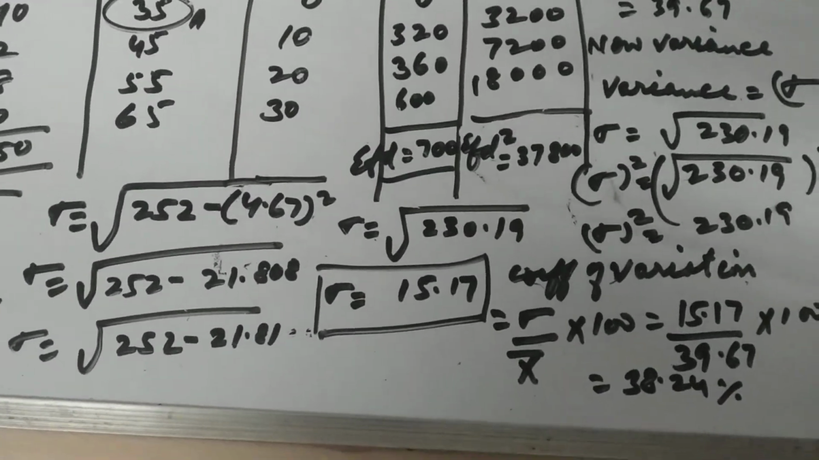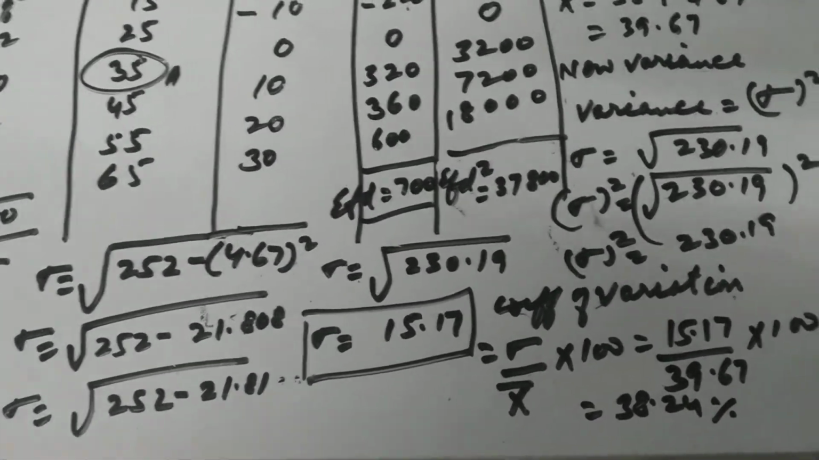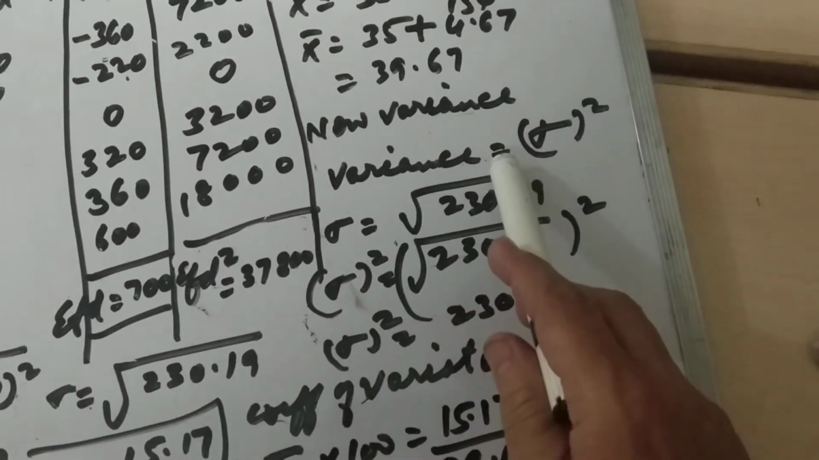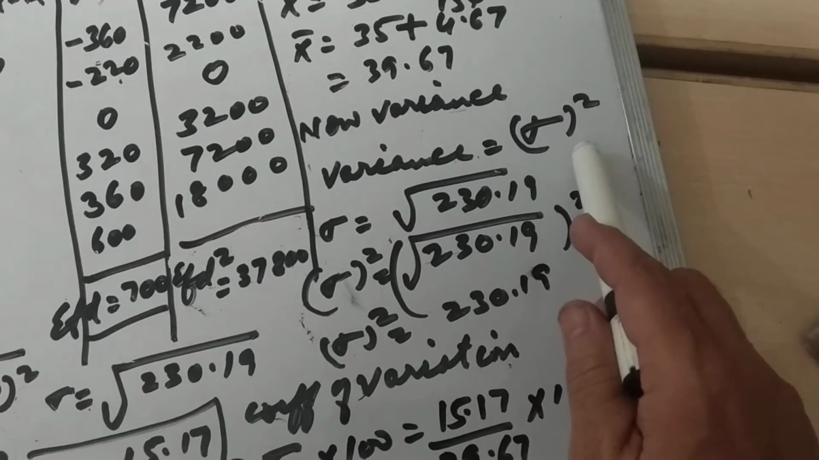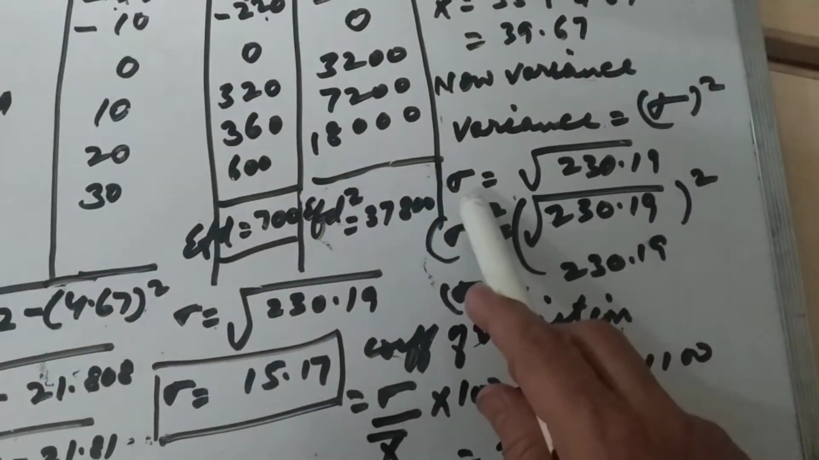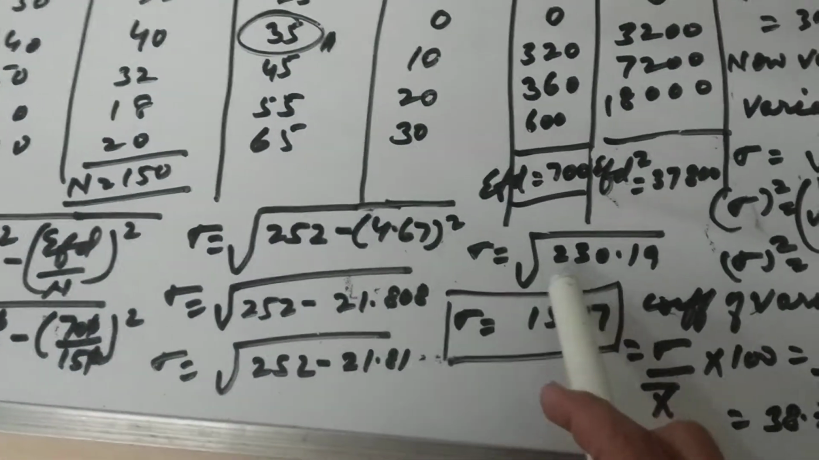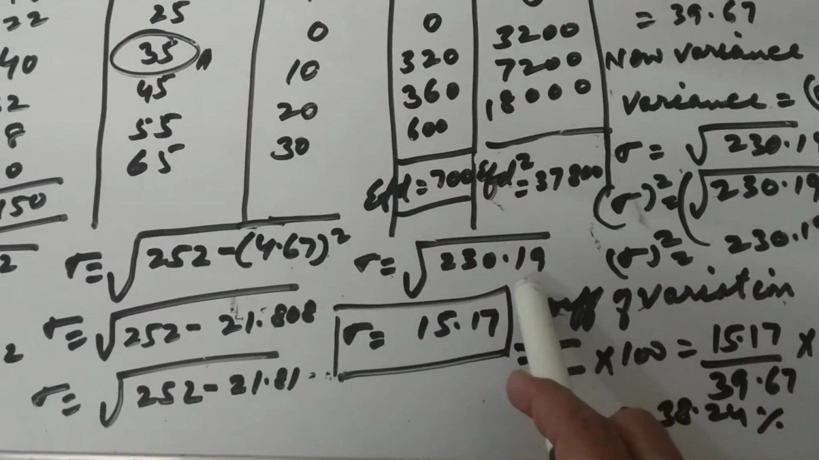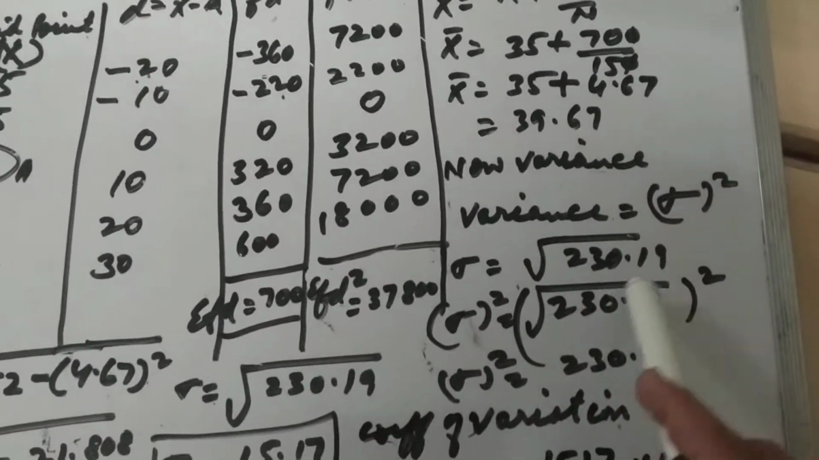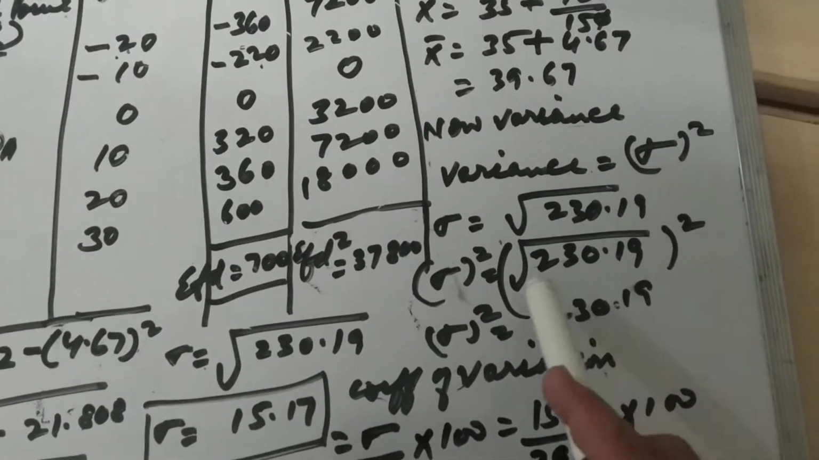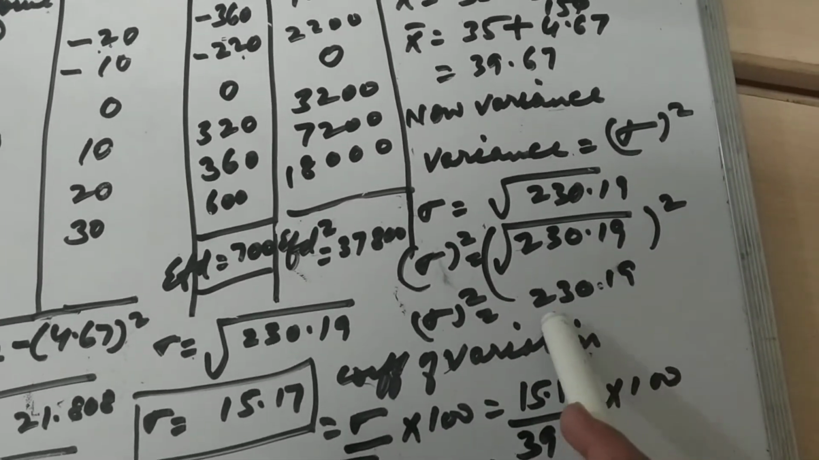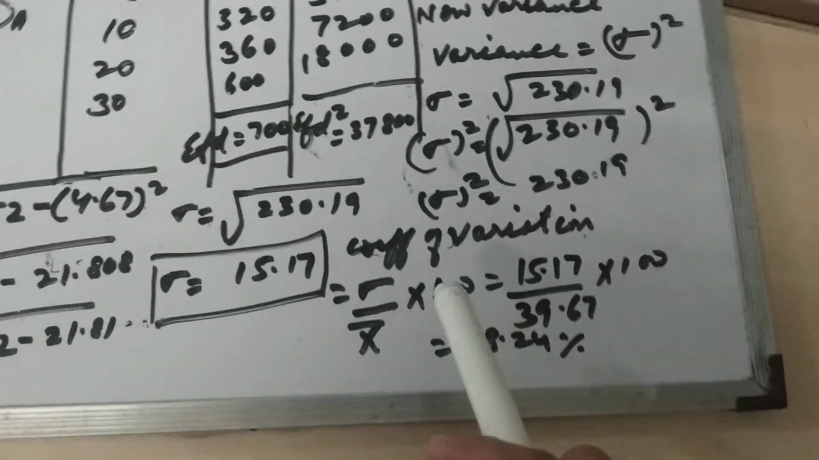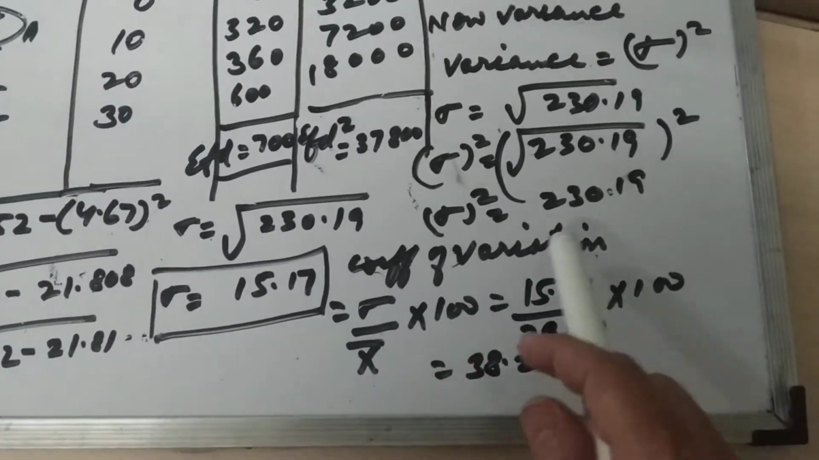Now the other thing is that it is being asked to calculate variance. And to calculate variance, it is very easy. Variance is actually equal to standard deviation square. So you know standard deviation for you was under root 230.19. So when you square this up, you get the answer to be 230.19. This is your variance.